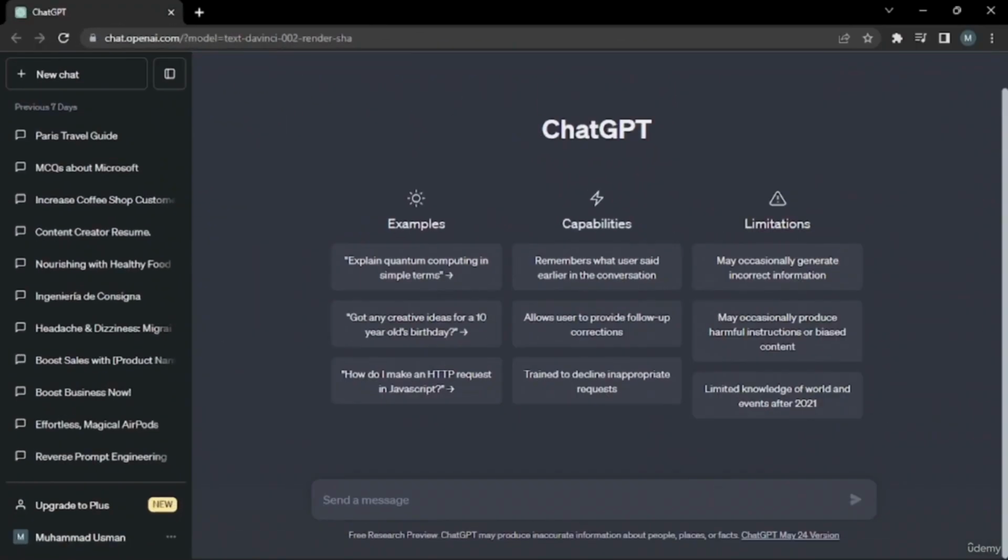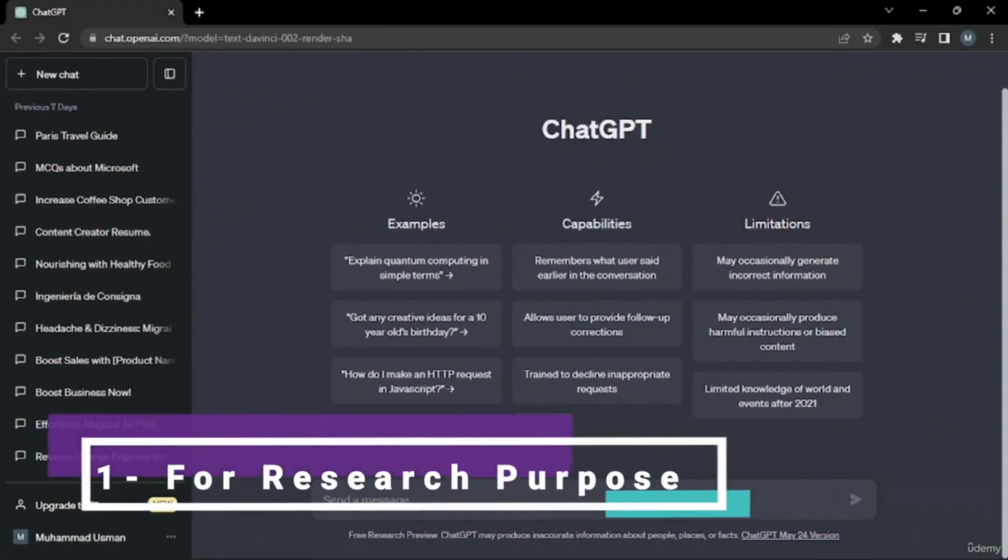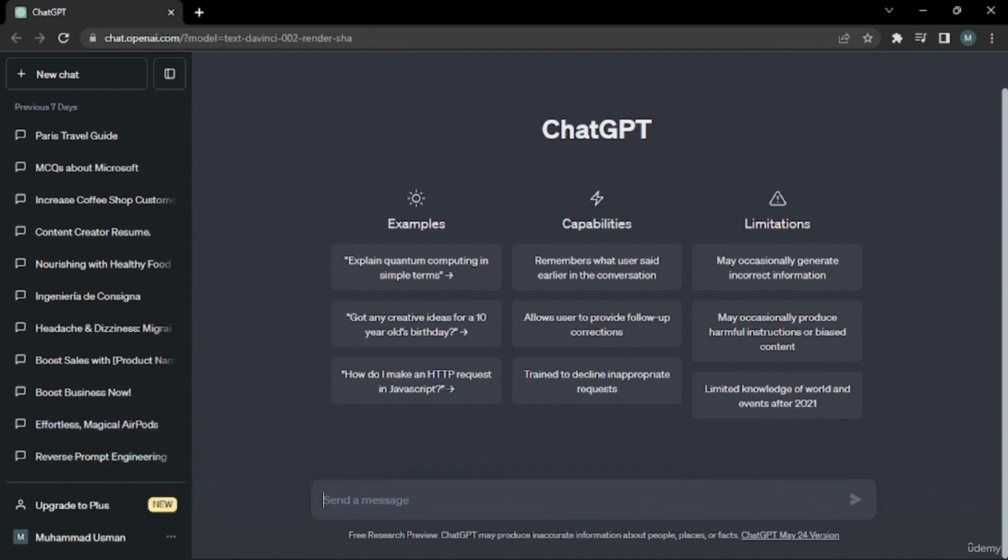Alright, so the first example will be a simple one. Let's say you get a patient who's suffering from some disease or telling you some symptoms. How can you advise them, and how can you get help from ChatGPT to prescribe to that patient? So let's write here. I've written: a patient is telling symptoms of cough, fever, and running nose. What can it possibly be? Let's see what kind of recommendation or disease it can tell us.